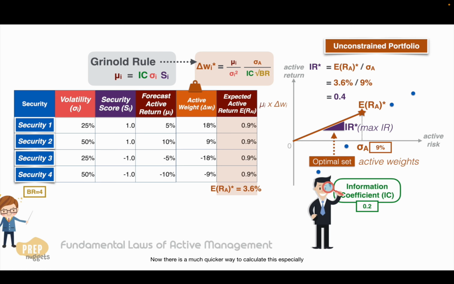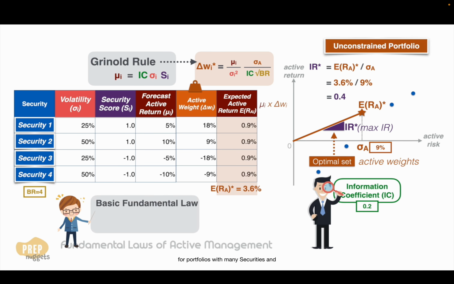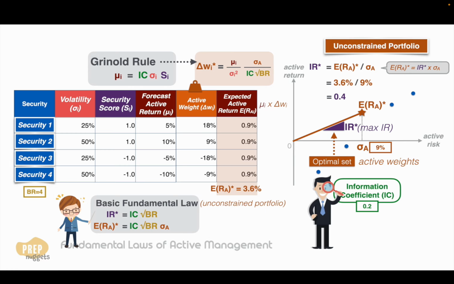Now, there is a much quicker way to calculate this, especially for portfolios with many securities, and that is to use the basic fundamental law. For an unconstrained portfolio, the optimal information ratio is the product of the information coefficient and the root of the breadth. And since the expected active return is the information ratio times the active risk, we can express the expected active return as such. Let's verify if what we've calculated follows the basic fundamental law. The information coefficient is 0.2, the breadth is 4, so the information ratio is 0.4 as we have calculated. And based on the selected active risk of 9%, the expected return is therefore 3.6%. These are exactly the same as what we calculated earlier.